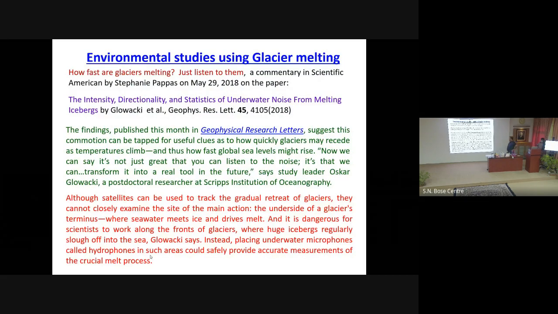This got a lot of traction. American Journal of Physics: How fast are glaciers melting? Just listen to them. Commentary in Scientific American by Stephanie Pappas on May 29, 2018 on this paper: The intensity, directionality, and statistics of underwater noise from melting glaciers, icebergs. The finding published in Geophysical Research Letters suggests that this commotion can be tapped for useful clues as to how quickly glaciers are receding as temperatures climb.